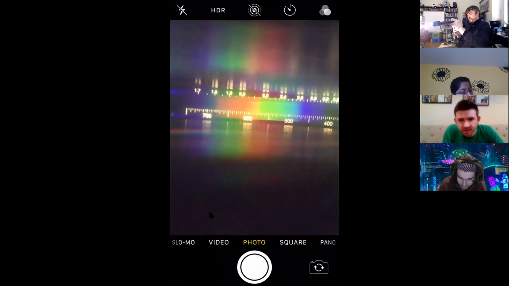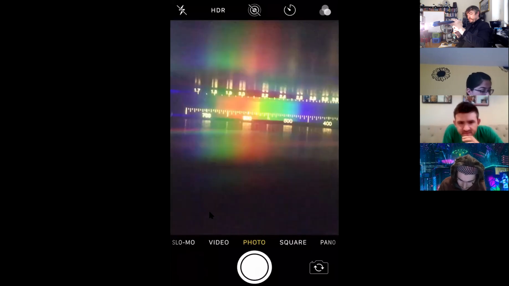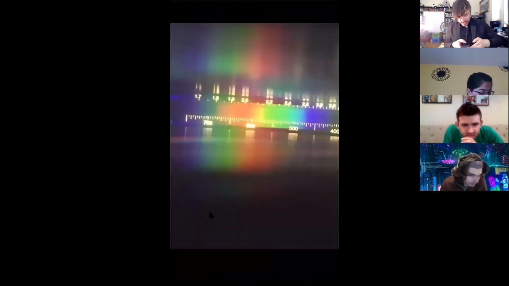Yeah, it kind of goes in and out sometimes. You can see it. Okay. So this wasn't my best ever picture of a rainbow.